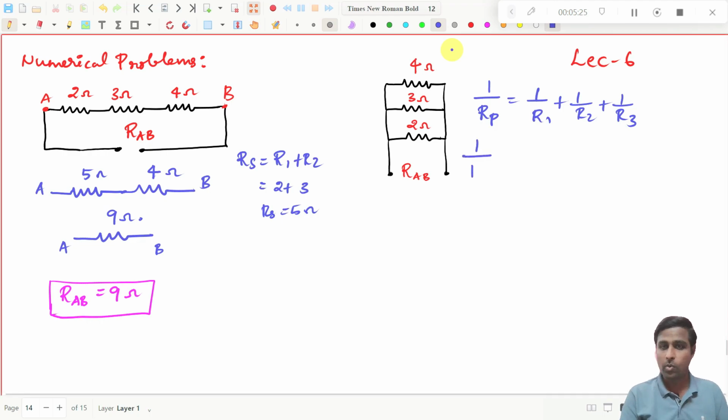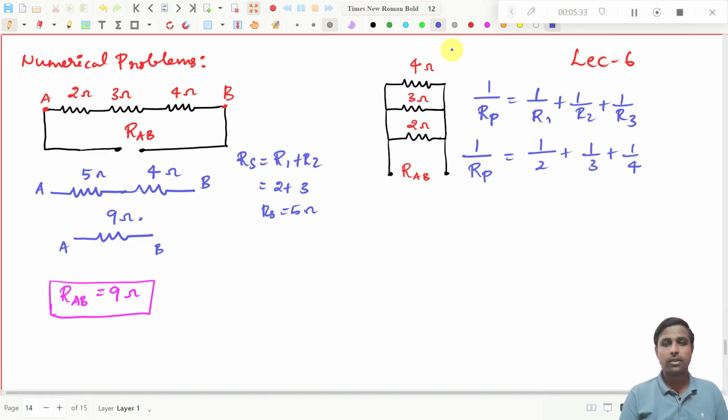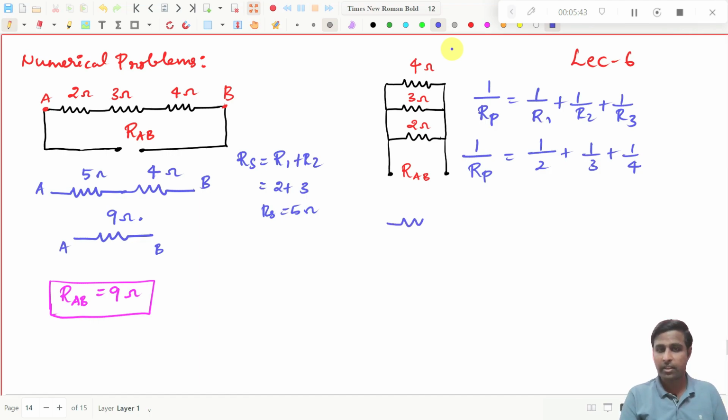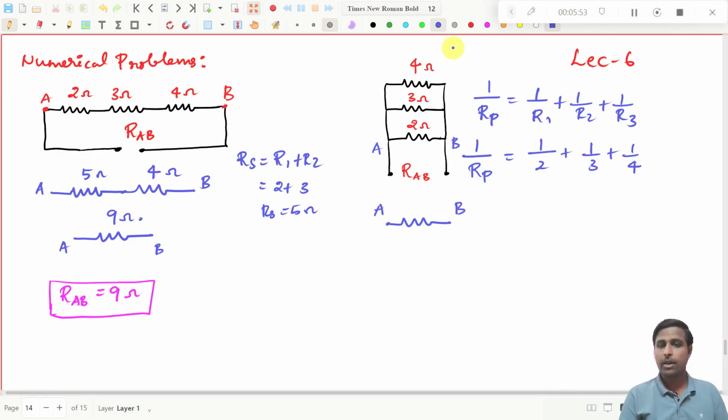So 1 by Rp will be equal to what? 1 by 2 plus 1 by 3 plus 1 by 4. This is how we will get the value, right? Then if you simplify this and bring Rp to one side, you will get Rp. That means one resistor will come between these two points. The Rp value will come here. So you take this as point A and this as point B, and this is point A and this will be point B, right?